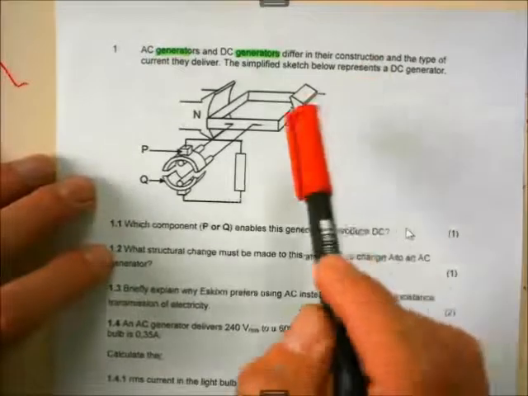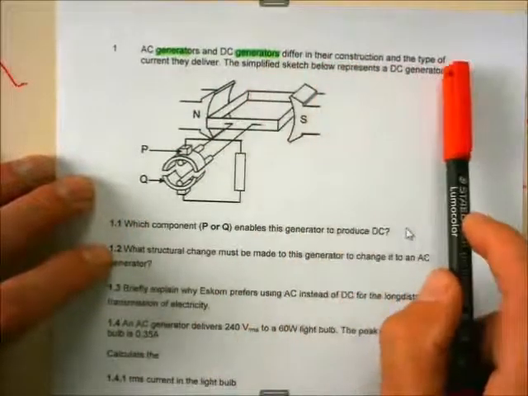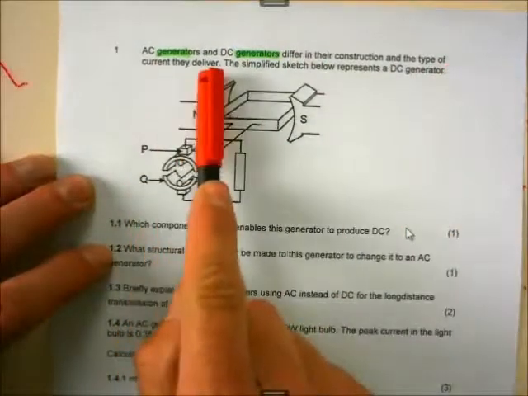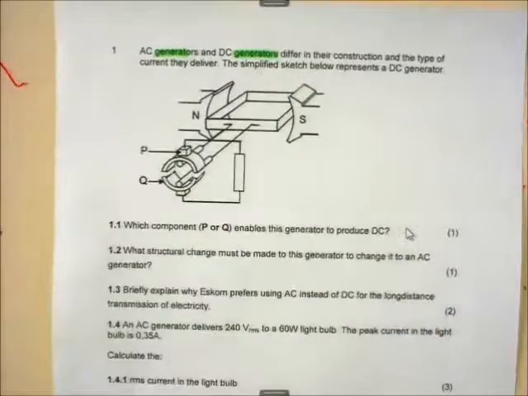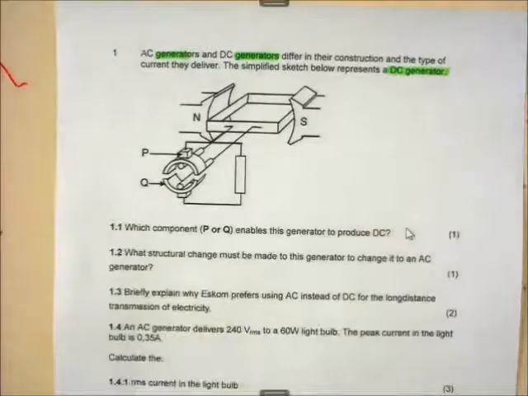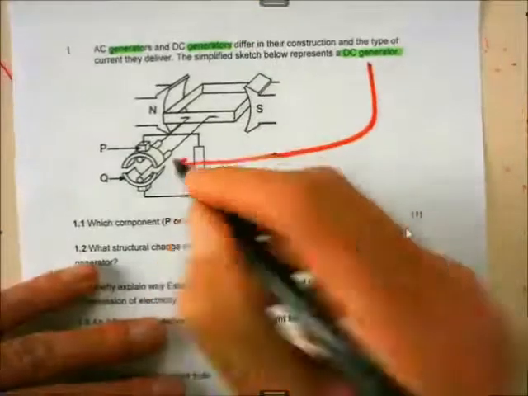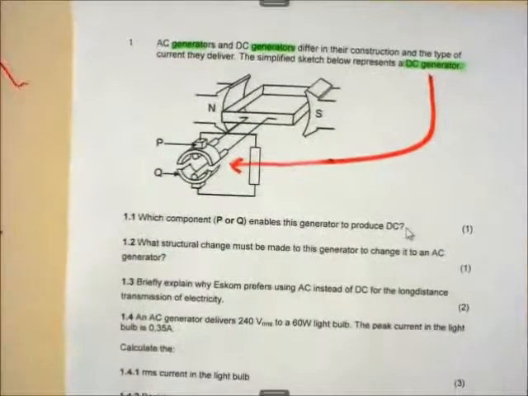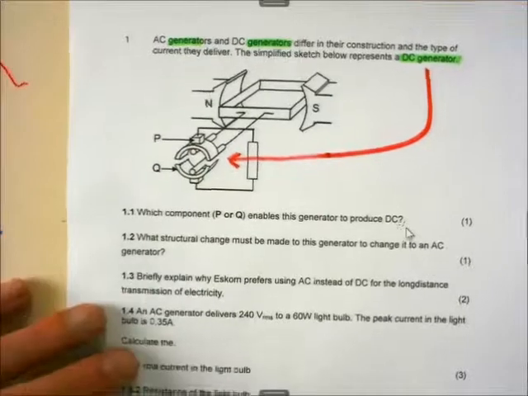Then I'm looking at a diagram. It says AC and DC generators differ in their construction. That's true. And the type of current they deliver. The simplified sketch below represents a DC generator. So here they've shown me a DC generator. So this one will deliver direct current. All right? And I can see why. Because the DC generator is linked to split rings. Alternating current generator, I would have seen slip rings there. Okay? So that is quite nice.